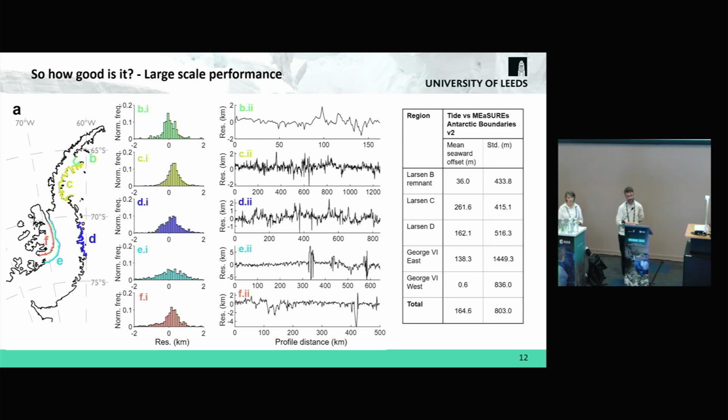And when we compare that against interferograms that we produced in 2019, so they're produced at the same time as our tidal data, but they're manually delineated by us at Leeds, so it's not an entirely independent measurement, but we find that, yeah, it roughly agrees at 200 meters of seaward offset for this tidal data. So hopefully I've convinced you that this works and it's useful and that it's a pretty good measurement.